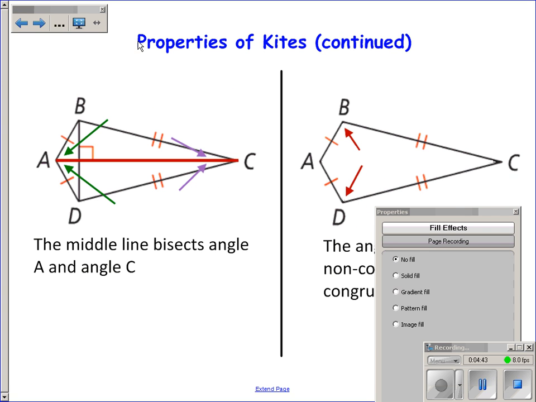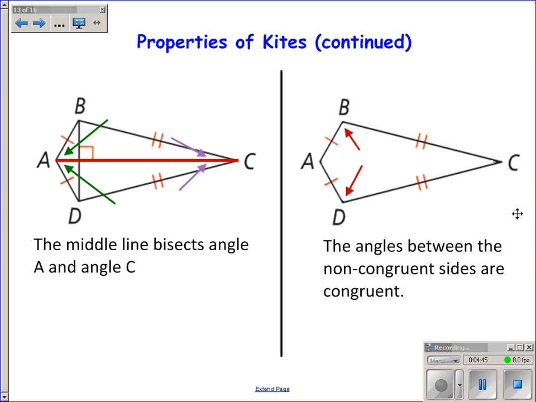That's kind of summarized on this page, where the middle line bisects angles A and C. So the middle diagonal bisects two angles, and these base angles in the isosceles triangles are also congruent. And the angles in between the non-congruent sides, in this picture it's B and D, are also congruent. Those are some other properties that you could use when finding angles in kites.